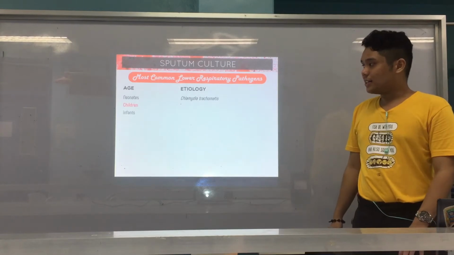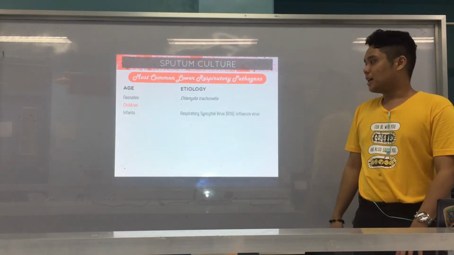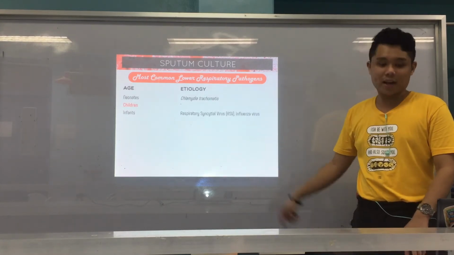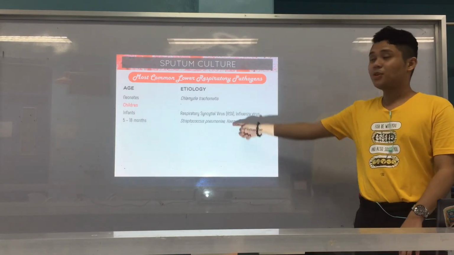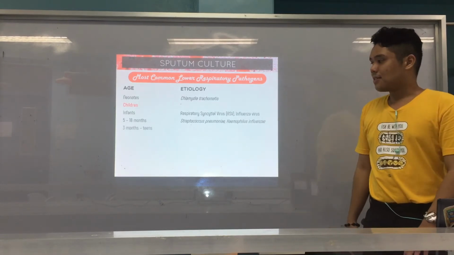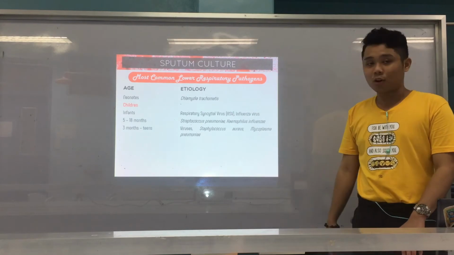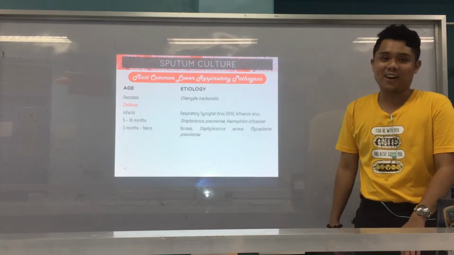For children, first is infants, so babies still. Usually viruses, RSV, respiratory syncytial virus, and influenza. For 5 to 18 months, so about a year old, Strep pneumoniae and Haemophilus influenzae. And 3 months to teens, it's still viruses, Staph aureus or Strep pneumoniae. So as you can see, Strep pneumoniae is always there.